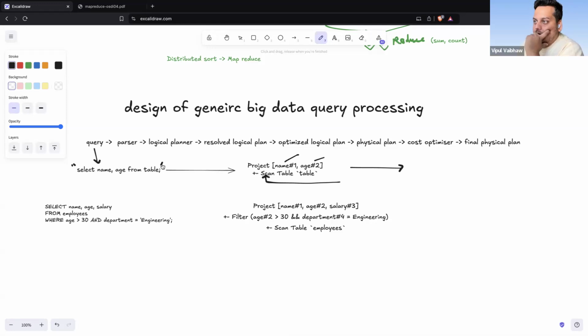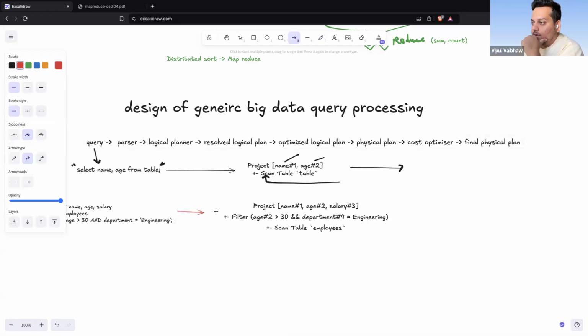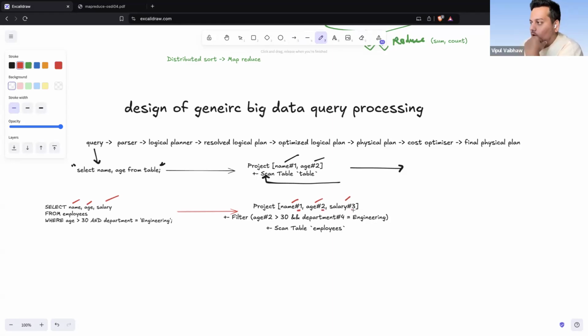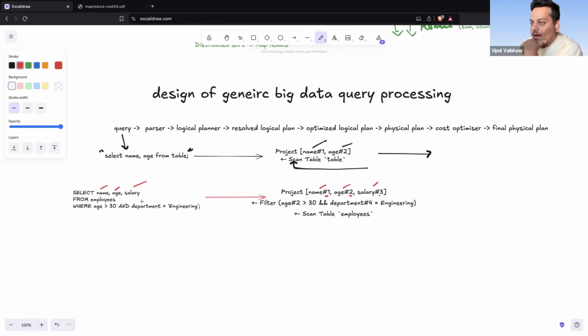The query is a string basically, it's a language, so it gets parsed into an AST, and from the AST this gets generated. Now this particular thing is interesting. We have this query, and it gets translated into this. We have name, age, salary. The project will have name, age, and salary, which you can reference by number as well. Remember, in SQL we can reference columns by number also. And we have a filter which says age should be greater than 30 and department should be engineering.